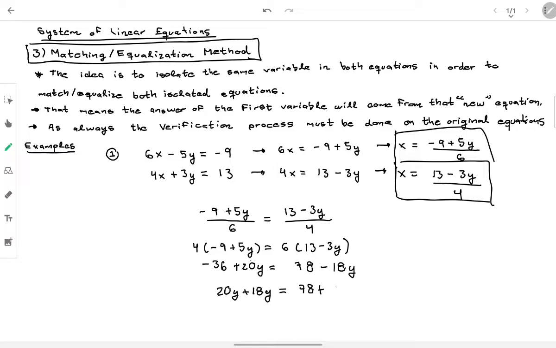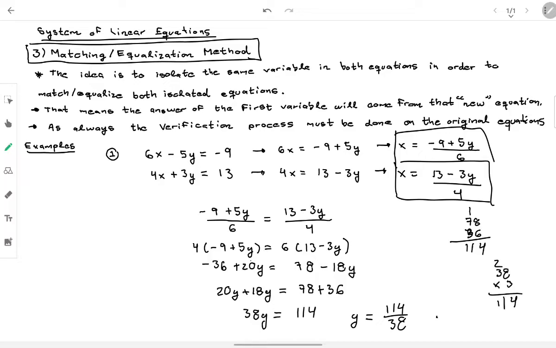So it's going to be 20y plus 18y equals 78 plus 36. 38y equals 114. Y equals 114 over 38. 38 multiplied by 3 is 114, so y equals 3.